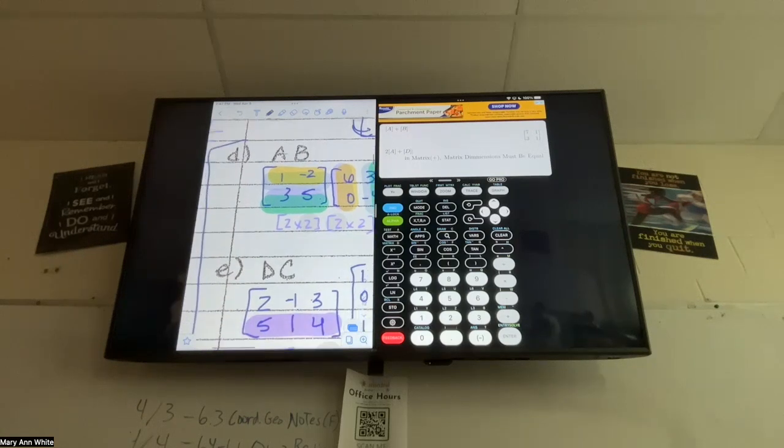All right, let's do some multiplying now, right? Let's do A times B. So I'm going to go to my matrix menu, and I'm going to press A. I'm not going to do any addition, subtraction, multiplication. I'm just going to go back into my matrix menu and press B.